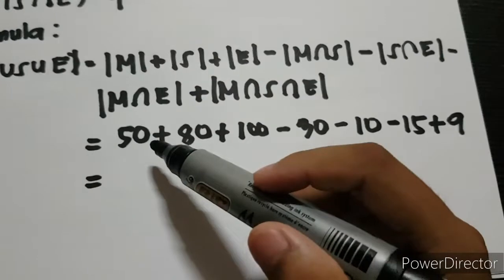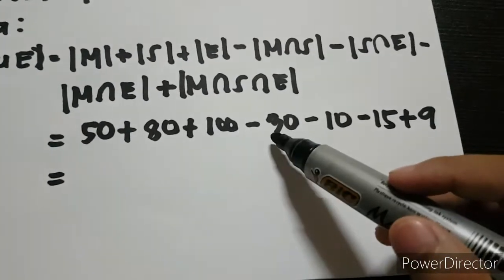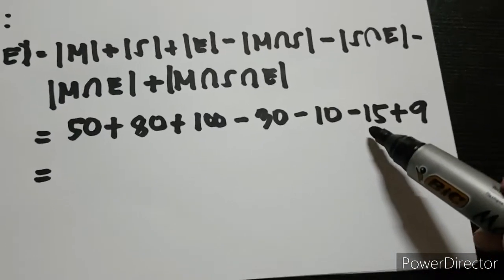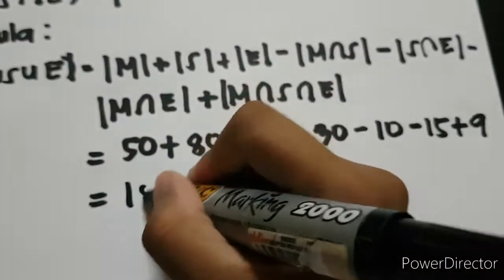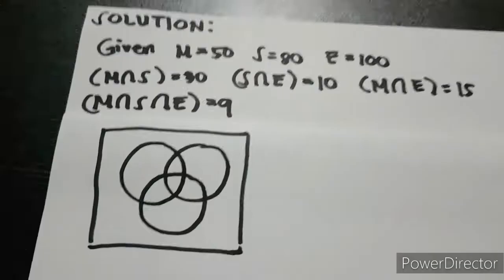So let's solve. 50 plus 80 is 130, plus 100 is 230, minus 30 is 200, minus 10 is 190, minus 15 is 175, plus 9 is equal to 184. So let's check if it's correct and let's draw the Venn diagram.